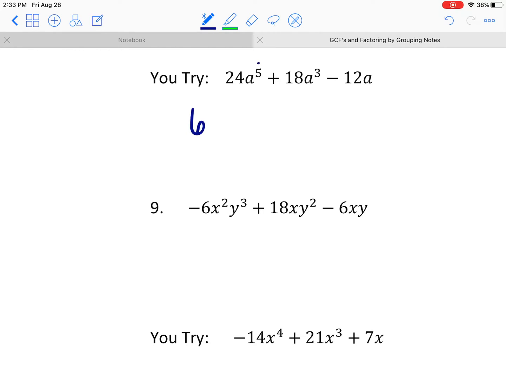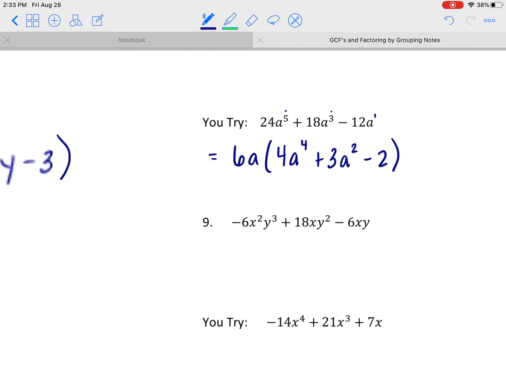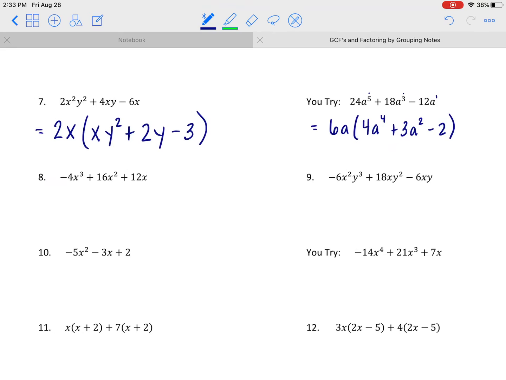And then we've got a to the 5, a cubed, and a to the 1. So they have 1 a in common. So 24 divided by 6 is 4. If I get rid of an a, I would still have 4 left here. 18 divided by 6 is 3. 3 a's minus the 1 that I factored out is going to leave me with 2 a's. And then negative 12 divided by 6 is negative 2 with no a's left, and that is your answer. Okay? Not so bad, hopefully.